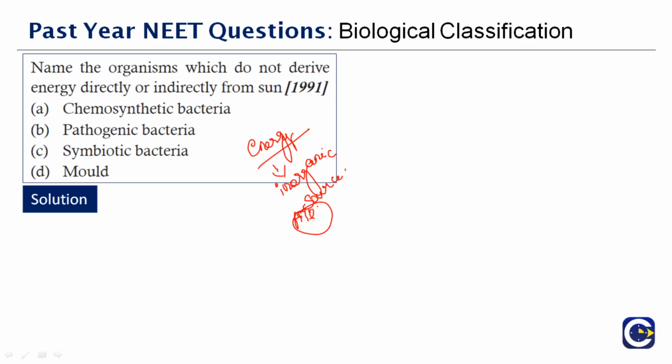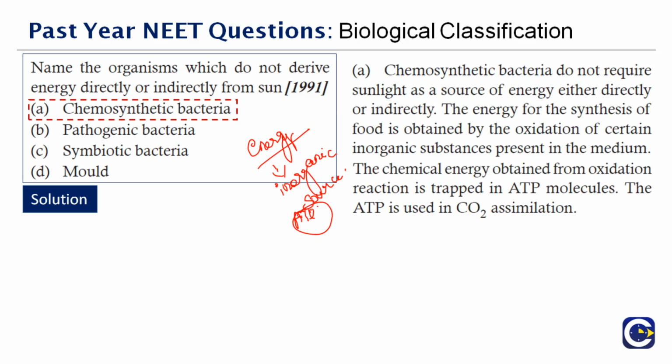Therefore, the correct answer to this question is option A, chemosynthetic bacteria. The rest of the bacteria, even though they are not directly dependent, might be indirectly dependent on sunlight. So here the question is direct or indirect. Even if they are pathogenic bacteria, they are dependent on the host, but sometimes they are indirectly also dependent on the sunlight for survival. Hence the correct answer is chemosynthetic, because their full survival is based on inorganic substances.